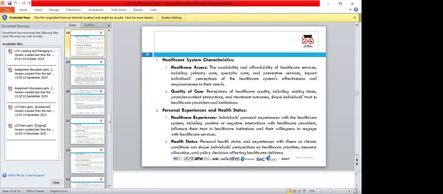Healthcare access. We spoke about the availability and affordability of healthcare services by government policies. Those should include primary care. When we say primary care, we're talking about the NHS, your GP. They all fall under primary care. Then you have specialty care, the specialized wing of government. Then you have the preventive services that impact individuals' perceptions of the healthcare system's effectiveness and responsiveness to their needs.